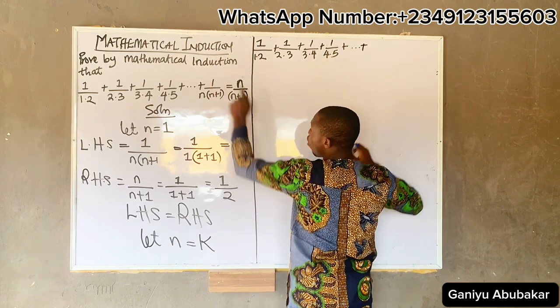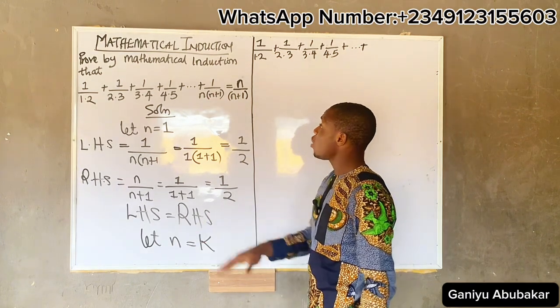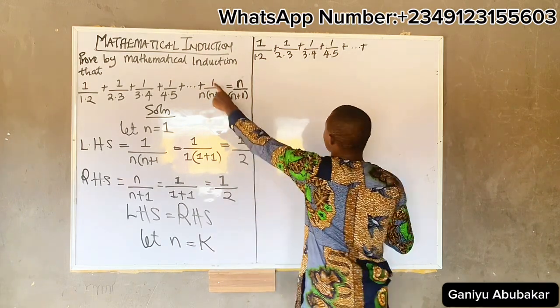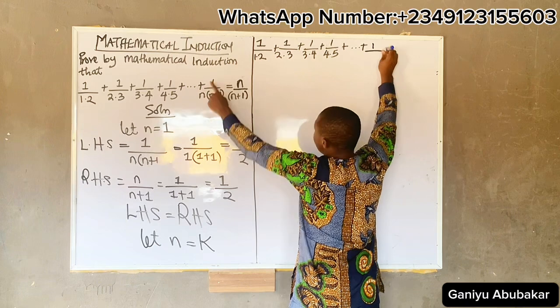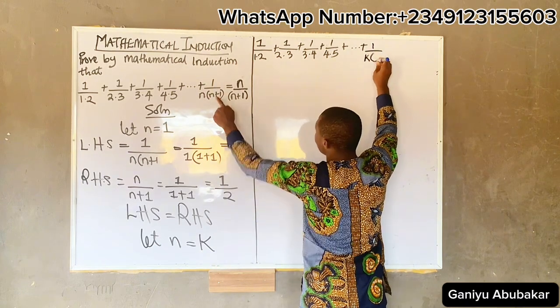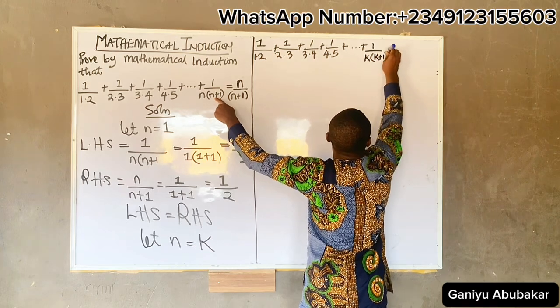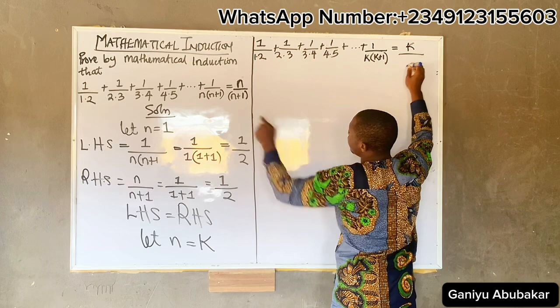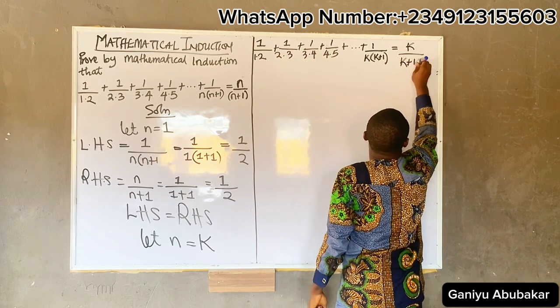Plus this is one. Observe, we said anywhere you see n, put what there? K. Put k. So for me, I'll have 1 over this is what? K. So put k. So that becomes k into what? K plus 1, equal to k over what there? K plus 1. All right.